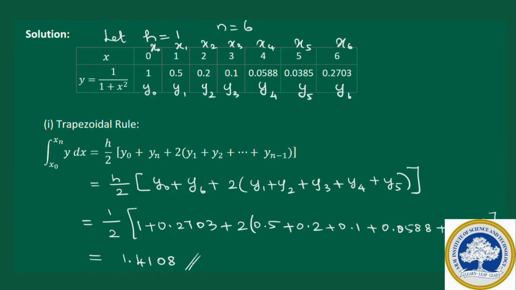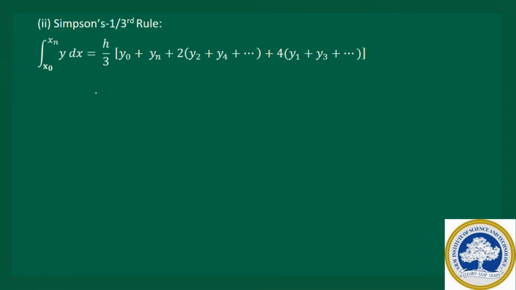Similarly, we have to do it for Simpson's 1/3 rule and Simpson's 3/8 rule. Let us see Simpson's 1/3 rule. The formula is h by 3 into y0 plus yn and so on. So here first let us write the formula for the given data. Given number of data is here starting from y0 till y6 we are having. So first term is y0, last term is y6, plus 2 into the even terms.